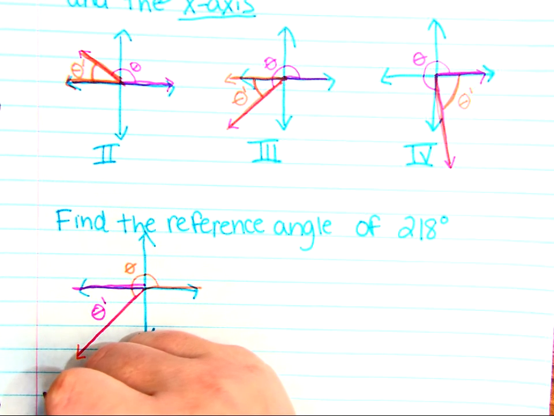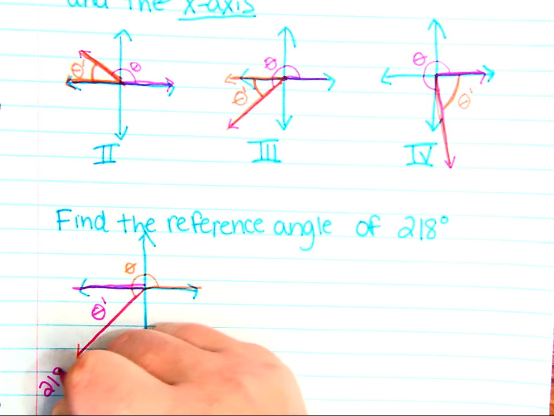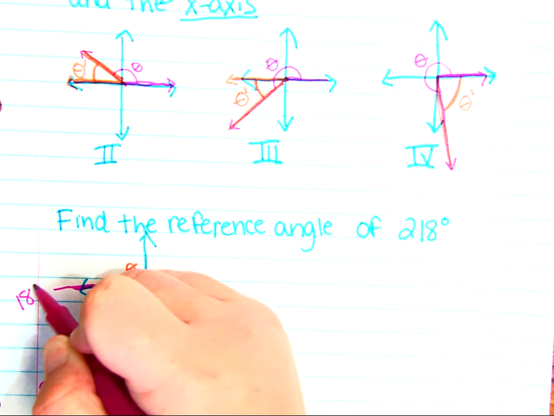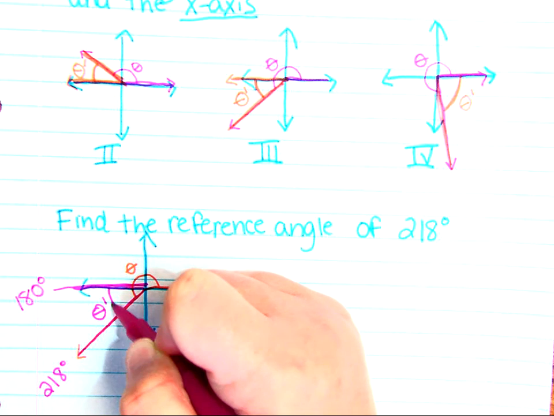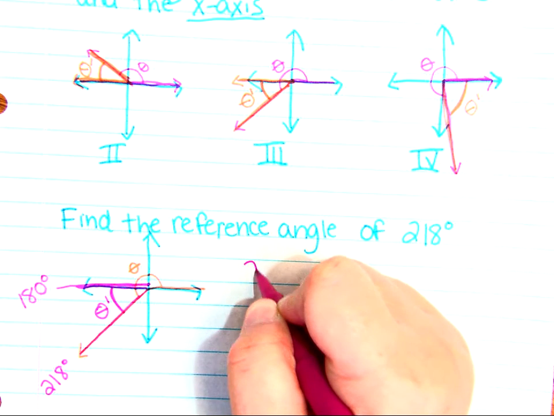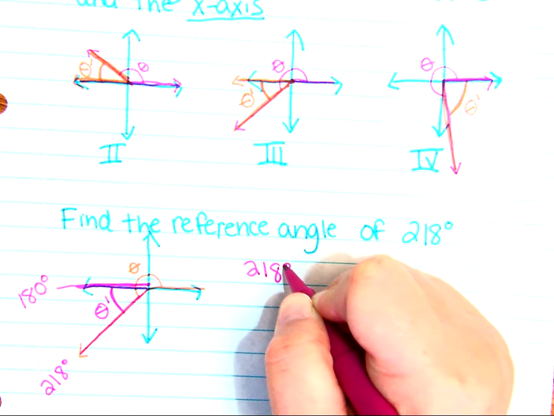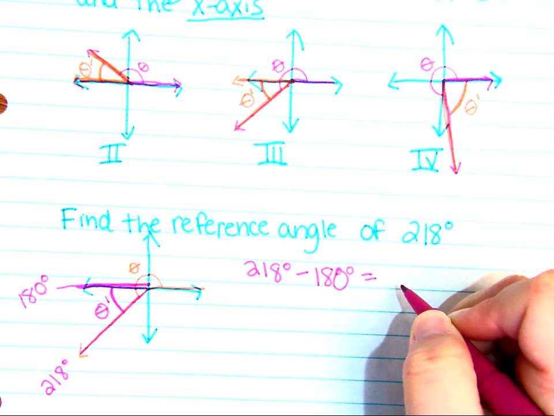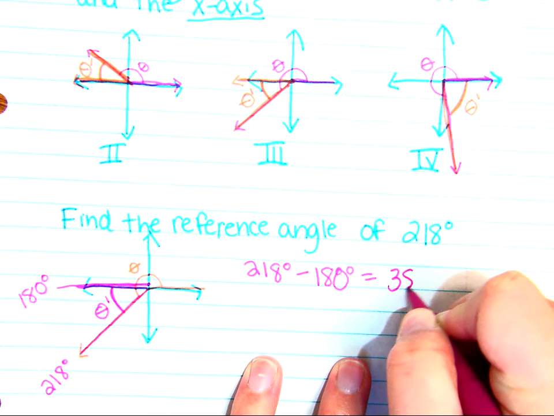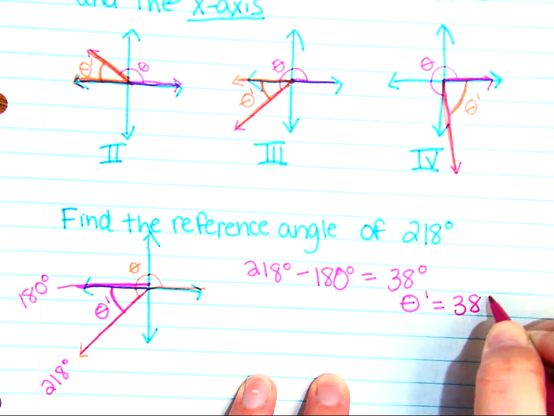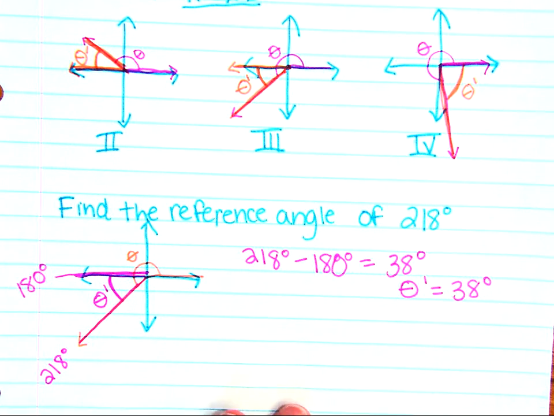Now remember, this is 218 degrees. The orange is. Okay? What is this line right here? Well, that's 180. So how could I figure out what this purple is? Well, I could do 218 degrees minus 180 degrees, and I am going to get 38 degrees. So theta prime, or my reference angle, is 38 degrees. It's a positive acute angle, and I found it with the terminal ray and the x-axis.